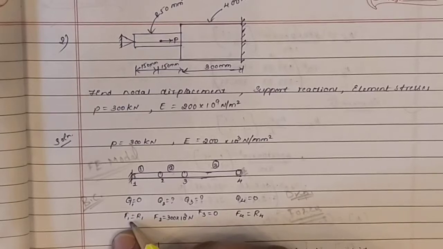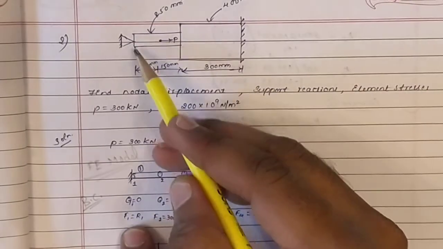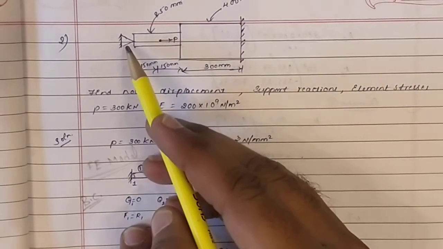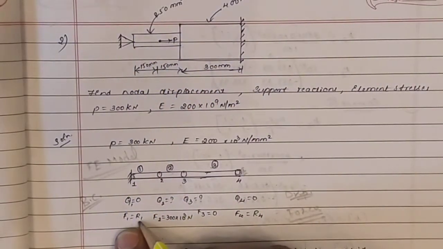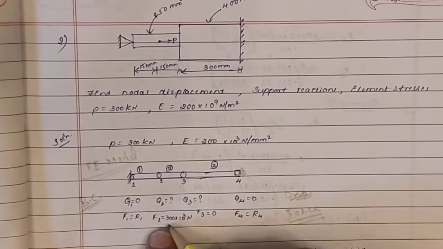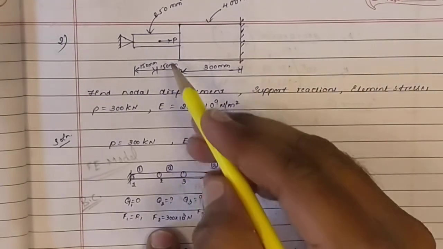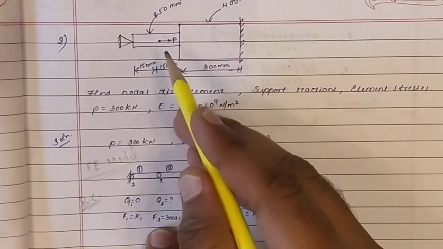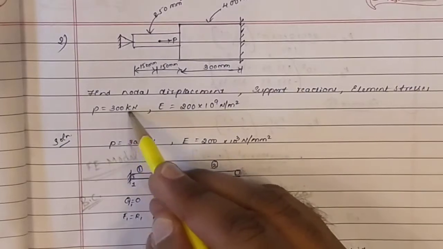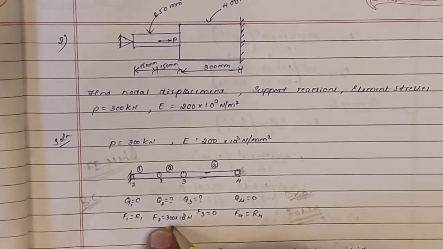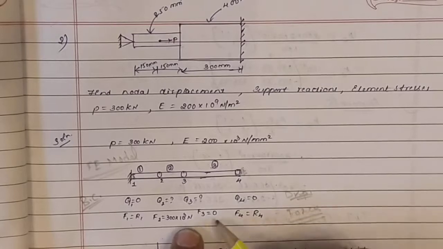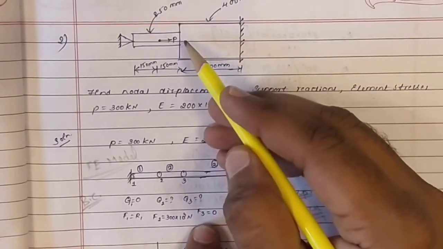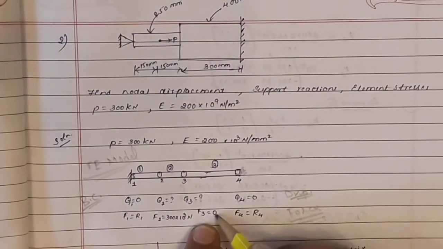Coming to forces, F1. Since the first node is fixed, because of the applied force, there will be some reaction force. So just write R1. Coming to F2, there is a force given here, P. P is the force given in the positive x-axis, and the force value is 300 kilonewton. Just write it, 300 into 10 power 3 Newton. Coming to node 3, there is no force given, and it is not fixed. So F3 is 0.